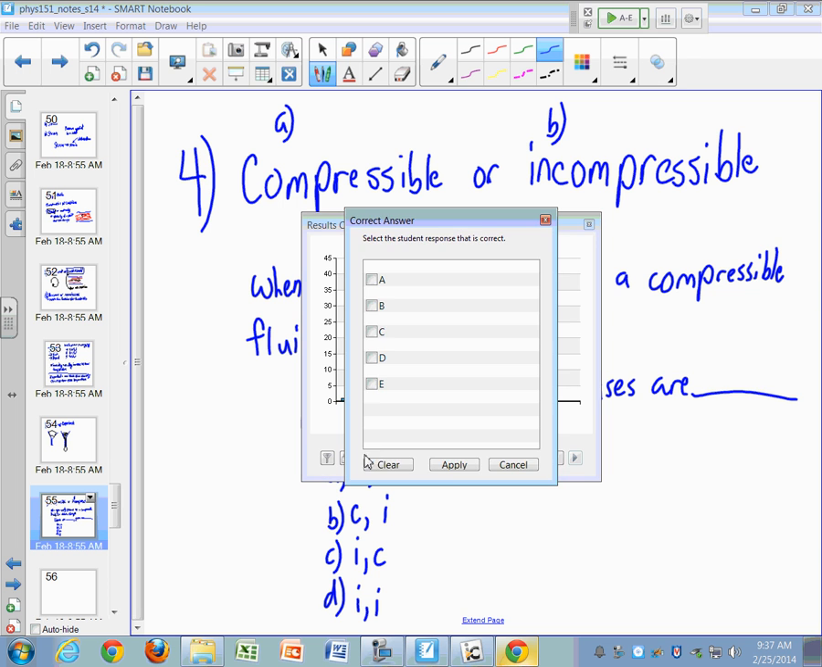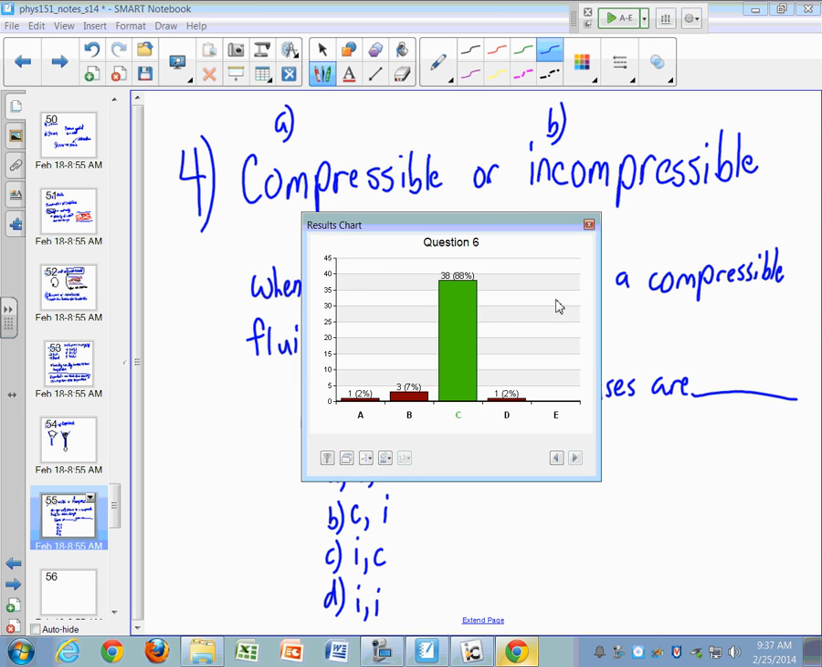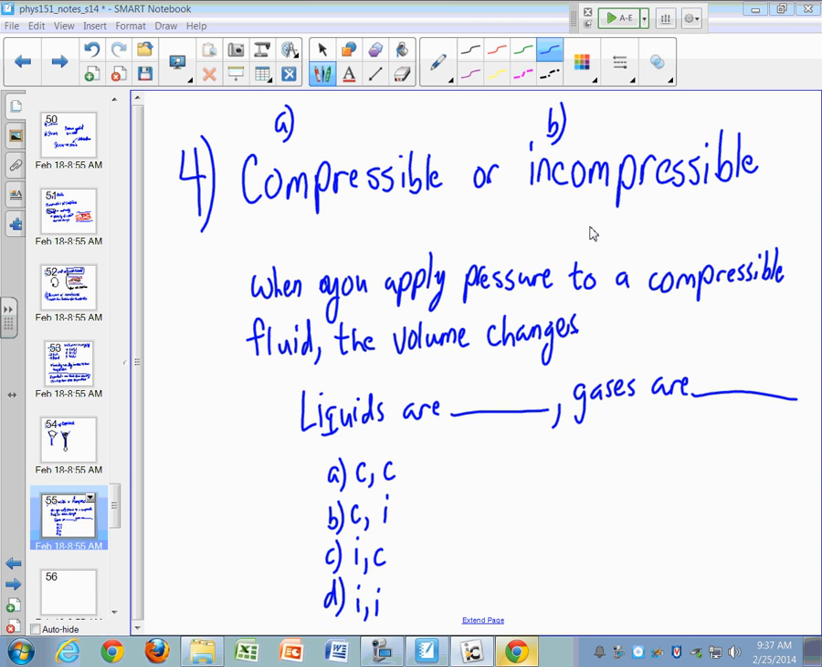Liquids are incompressible, gases are compressible, right? Which of these do you think, compressible or incompressible, either A or B, is a quality of an ideal fluid? When we talk about the flow of fluids, which of these would be an ideal trait, compressible or incompressible? We're talking about fluid flow.